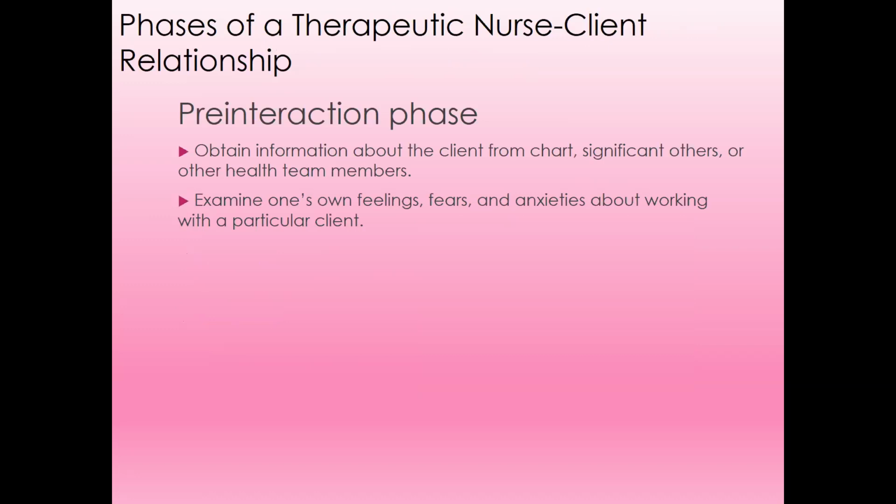The therapeutic interpersonal relationship is the means by which the nursing process is implemented. Through the relationship, problems are identified and resolution is sought. Tasks of the relationship have been categorized into 4 phases. The pre-interaction phase involves preparation for the first meeting with the client. Tasks include obtaining available information about the client from his or her chart, significant others, and other health team members, and examining one's feelings, fears, and anxiety about working with a particular client.